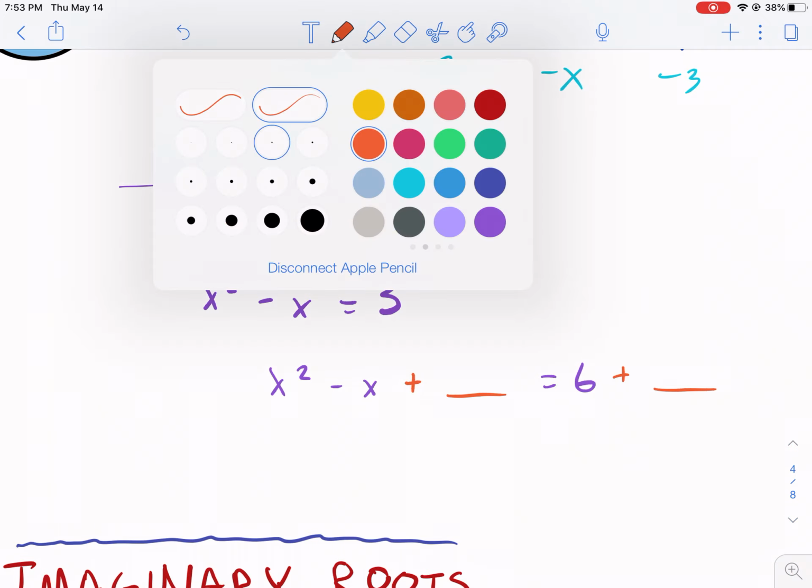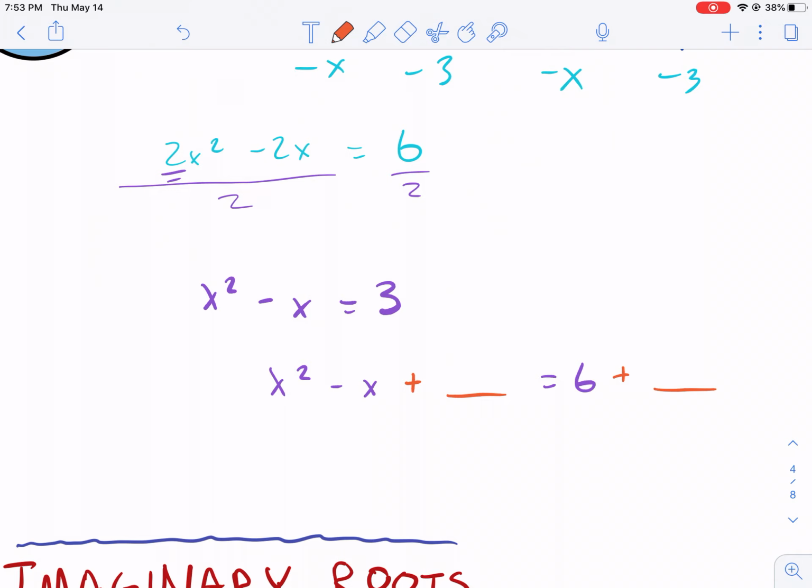We're going to take half of this negative 1 and we're going to square it. This is going to be a little ugly. So notice there's a negative 1 there. We take half of negative 1 and then square it. Negative 1 divided by 2 is negative 1 over 2. We square it, negative 1 squared is 1, 2 squared is 4, so 1 over 4. So we're going to add 1/4 to both sides. Definitely have a calculator handy for this one.